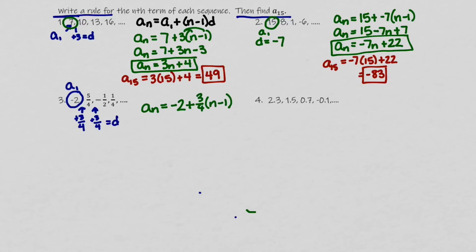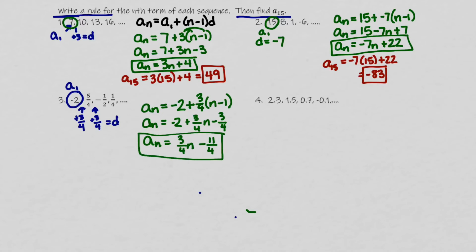All right, I'm going to distribute 3/4, so -2 plus 3/4 n. What did I write? 3/4 n minus 3/4. Combine some like terms. So I have 3/4 n minus 11/4. There's my rule. And then it wants me to find that 15th term. So I'm going to plug in 15 for n. And that equals 17/2.